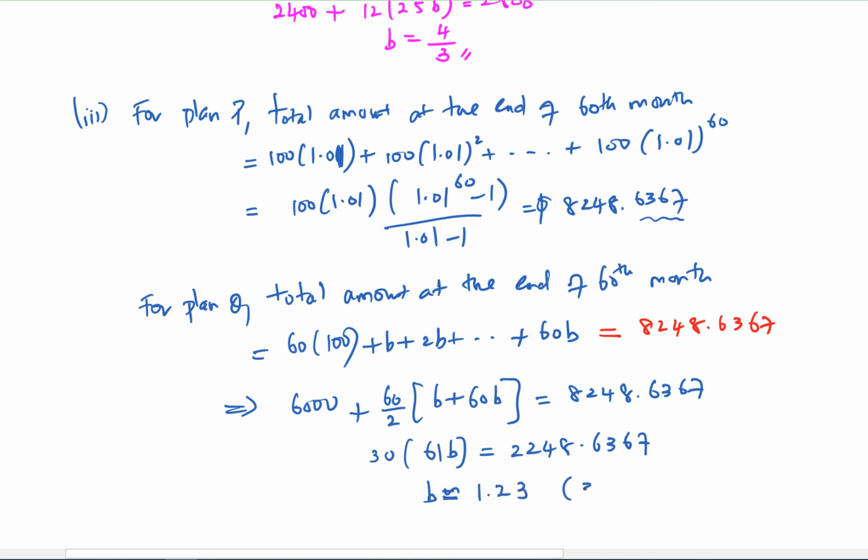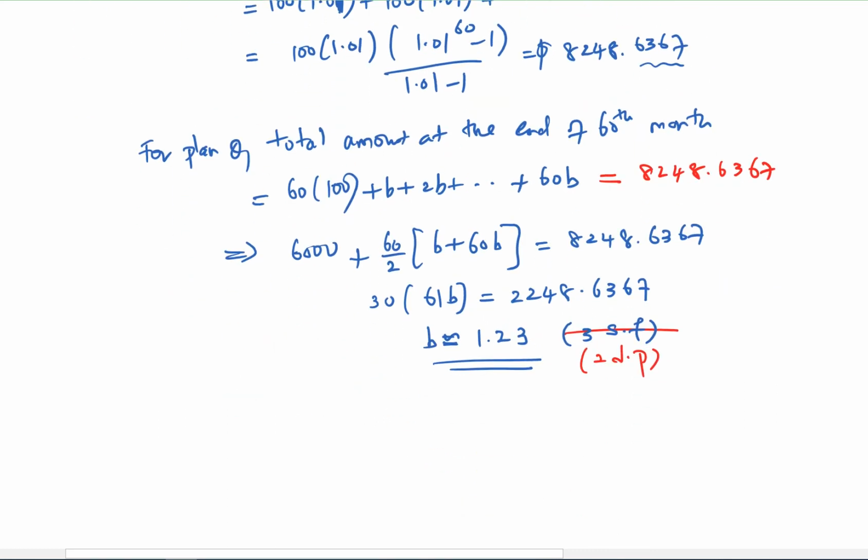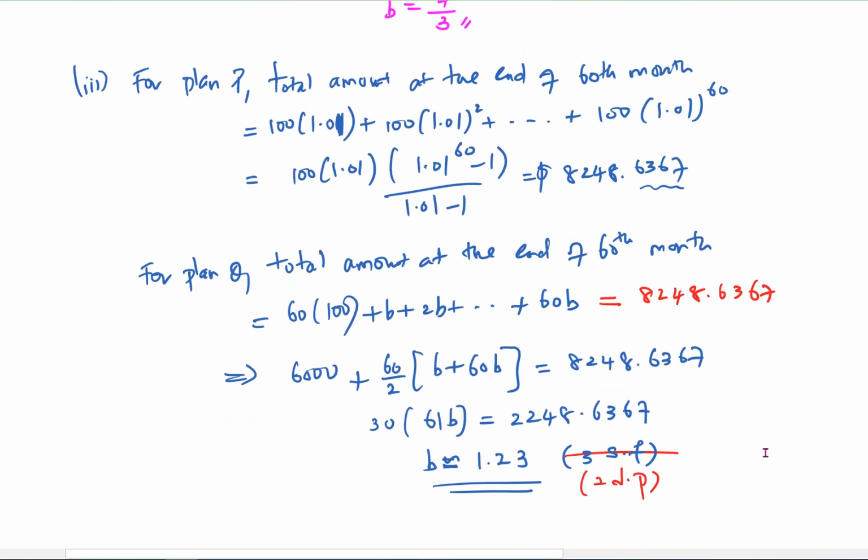This is to 3 SF because this is not money. Okay, this is also money. B amount, it increases by B dollars. So actually speaking, I will write it as 2 decimal places because it's still money. So this is all for this question. Thank you very much.